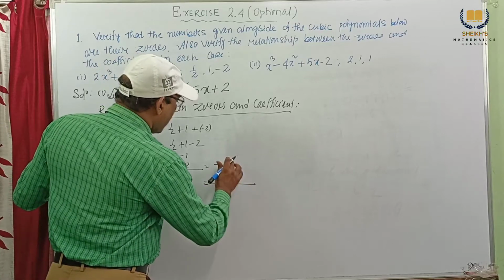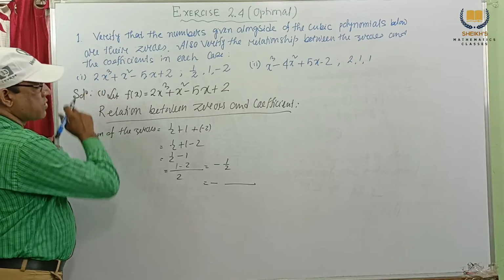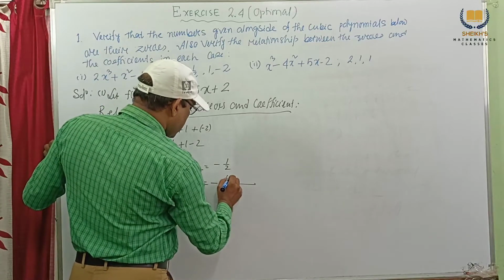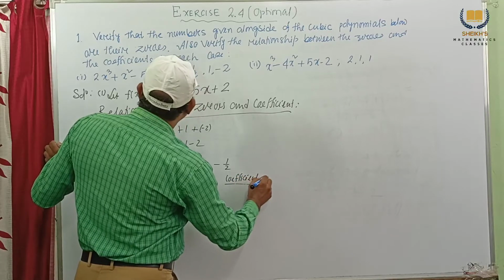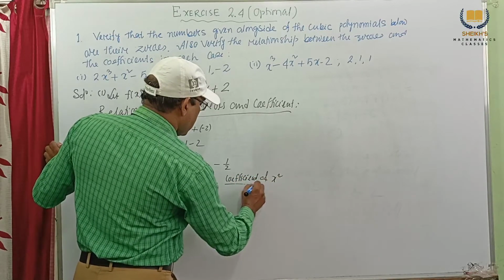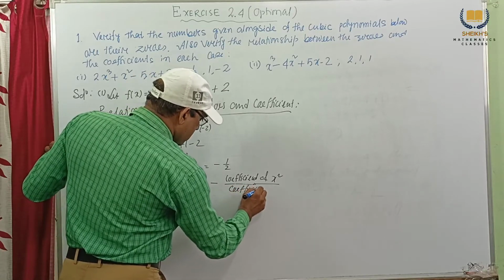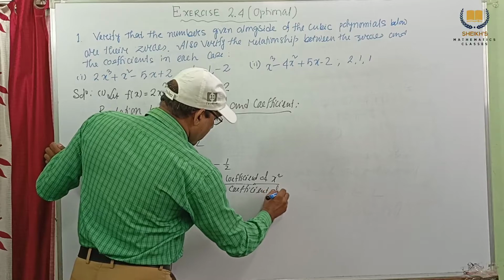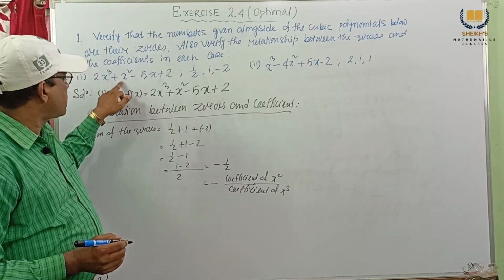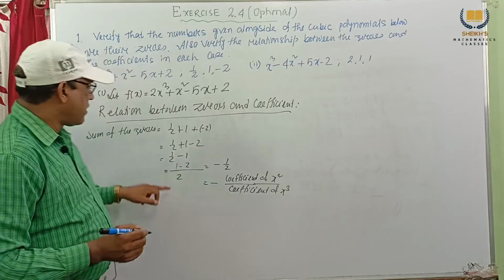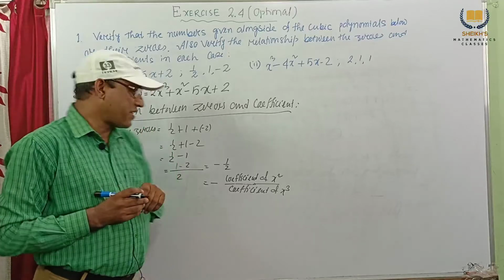Minus 1 means the coefficient of x square, and 2 means the coefficient of x cube. So it is coefficient of x square by coefficient of x cube. This minus 1 means coefficient of x square and this 2 means coefficient of x cube. So the first condition is satisfied.